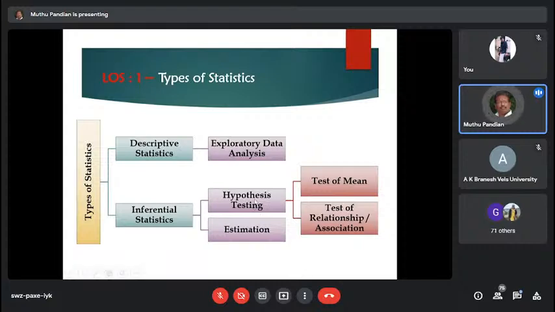So inferential statistics deals with hypothesis testing as well as estimation. When we talk about hypothesis testing, there are different types of hypothesis tests. In general, PhD and MPhil studies use two types of hypothesis testing. One is the test of means, and the other is the test of relationship or association. Test of means and test of relationship or association. So these are all the things we are going to discuss.